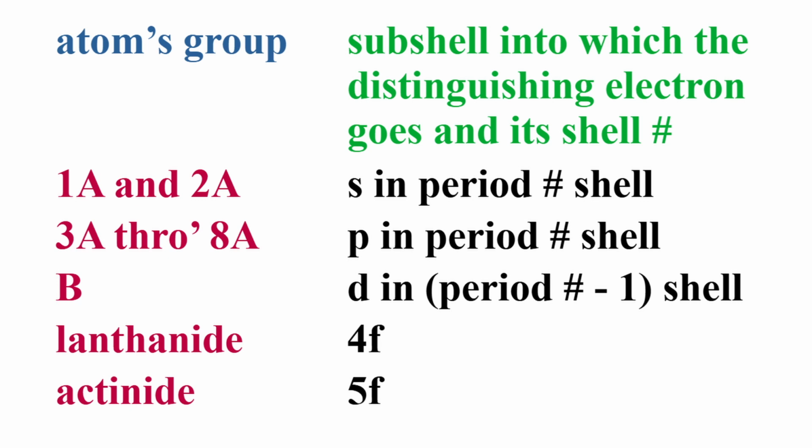B groups constitute the D block elements in whose atoms the last distinguishing electron goes into the D subshell whose shell number equals the period number minus 1. In lanthanide and actinide atoms, the last distinguishing electron goes into the 4F and 5F subshells respectively.